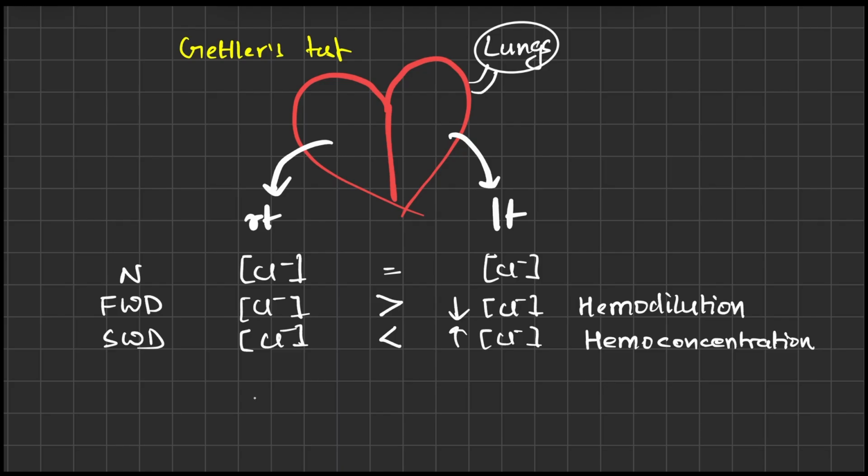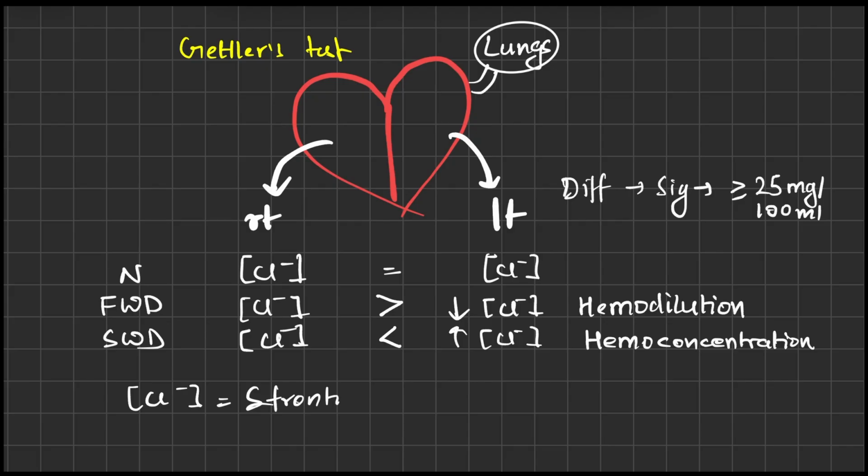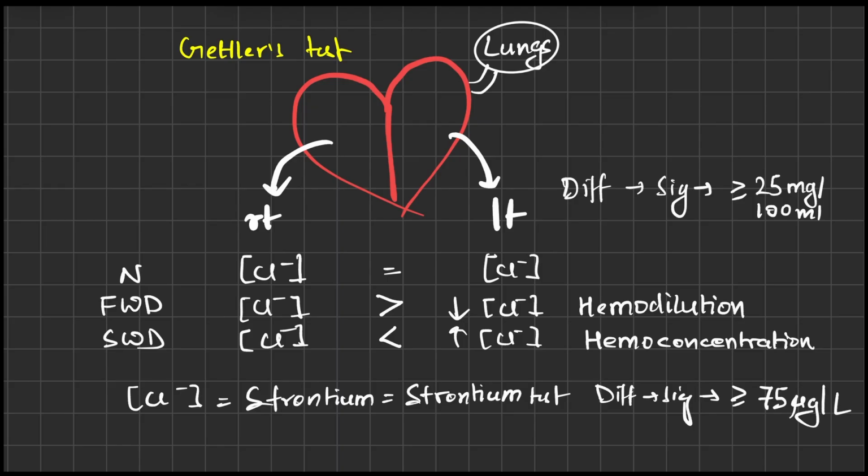See, the difference in chloride ion is significant only if the difference is greater than or equal to 25 milligram per 100 ml of sample. Now, instead of using chloride ion, you can also use strontium, and the logic is exactly the same. And if you use strontium for evaluation, this is referred to as strontium test. And for strontium test, the difference in concentration of strontium is significant only when the difference is greater than or equal to 75 microgram per liter of sample.